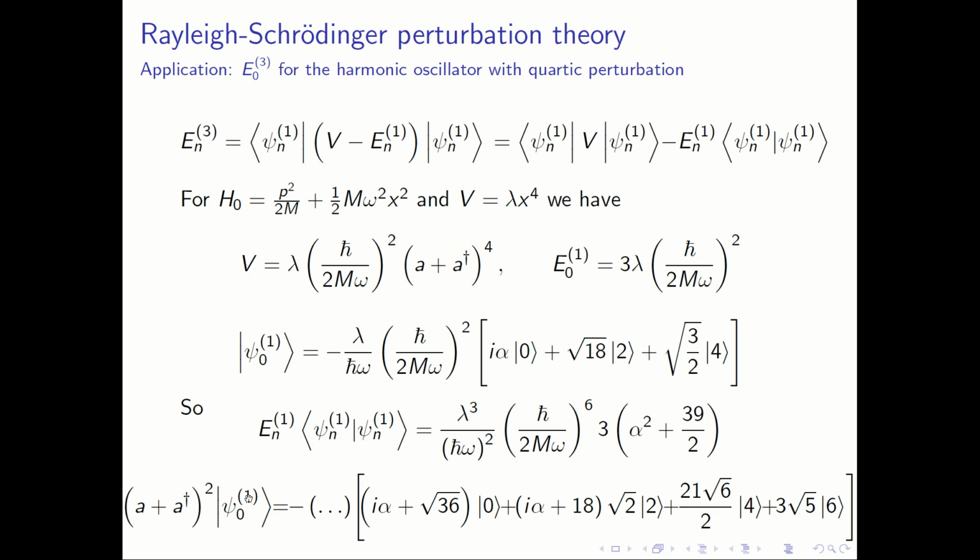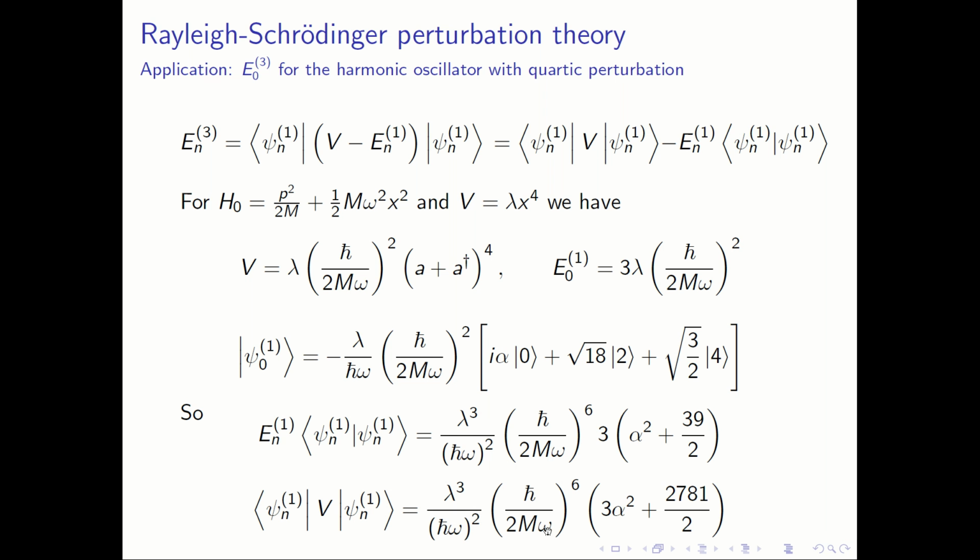And since we already know what psi01 is, namely here, and we know what a plus a dagger whole square is, it has a square, a dagger a, and a dagger, we can figure out what this will do to psi01 pretty easily, and this is what comes out to be the result. Rather nasty looking result, I agree, but what we will need in the final analysis is the mod square of this times whatever prefactors come from the coupling constant and so on. And it's pretty easy to calculate that and show that psi n1 V psi n1 turns out to be the same bunch of factors in front times 3 alpha square plus 2781 by 2.